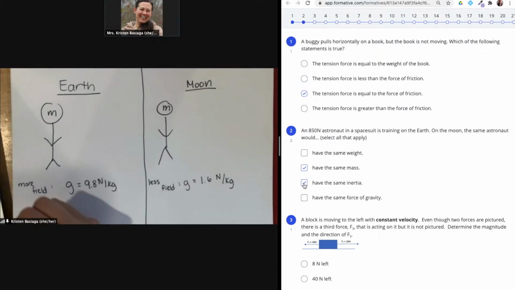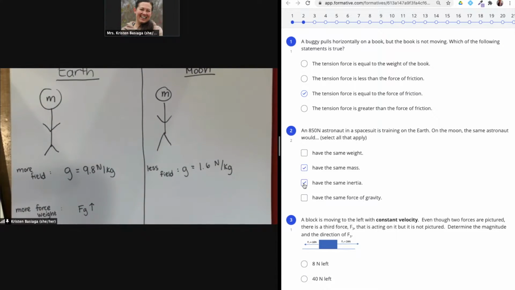Now, there are 2 synonyms right here. There's gravitational force, force due to gravity, and that can be equated to the weight. Both of these are similar. So more force, more weight means on Earth, the astronaut weighs more. On the moon, the astronaut has less force, less gravitational force, less weight. So the moon would have less gravitational force on the astronaut than the Earth. So I've only selected same mass and same inertia.